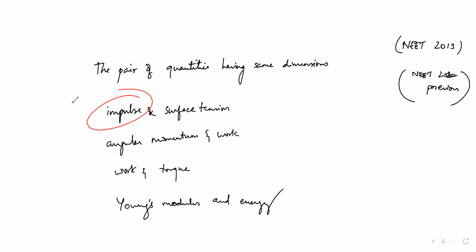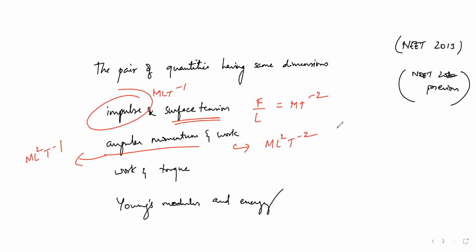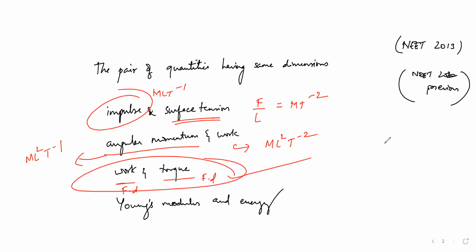What is impulse? Impulse is MLT^-1. What is surface tension? Surface tension is force per length, that is MT^-2. Angular momentum is ML^2T^-1. Work is ML^2T^-2. Over here, work and torque, this is force into displacement, force into length. Yes, these two will be same. Young's modulus means energy density. Energy density and energy won't be the same, right? So this is your answer.